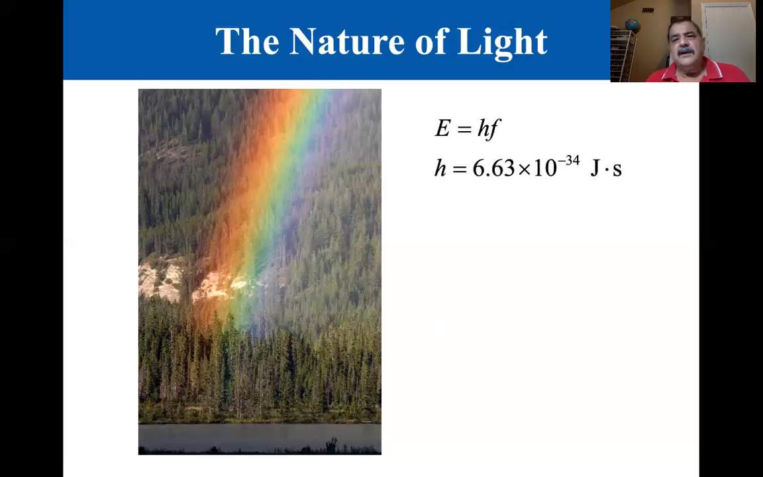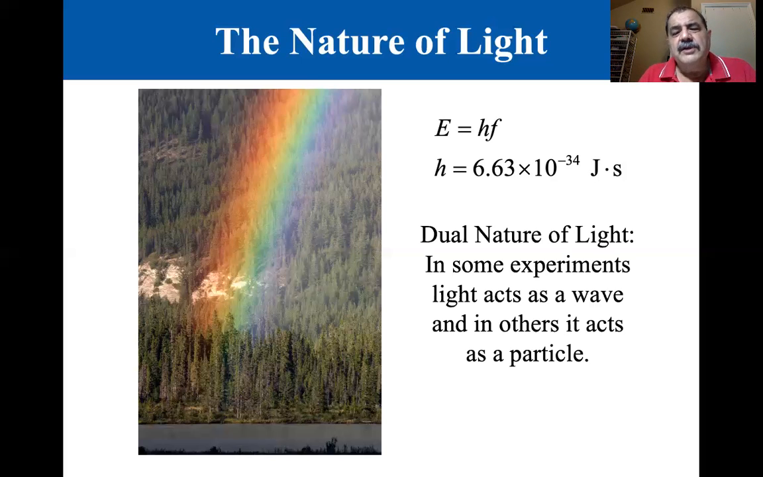Well, first of all, before we get there, Einstein showed that the energy is equal to hf, where f is the frequency of the light and h is Planck's constant, 6.63 times 10 to the minus 34 joule-seconds. And we'll learn that there's a dual nature of light. In some experiments, light acts as a wave, and in others, it acts as a particle. So there's this dual nature of light. It can act as a particle, but it can also act as waves. We'll discuss this a little bit more in the next sections.